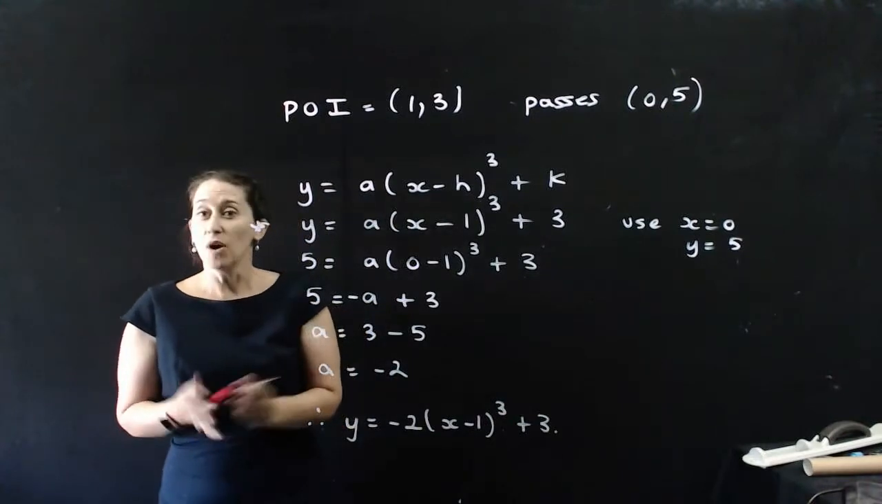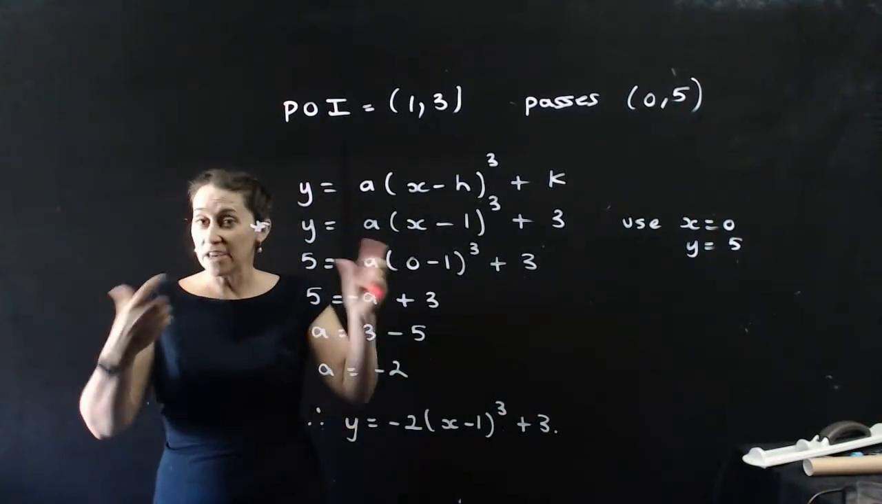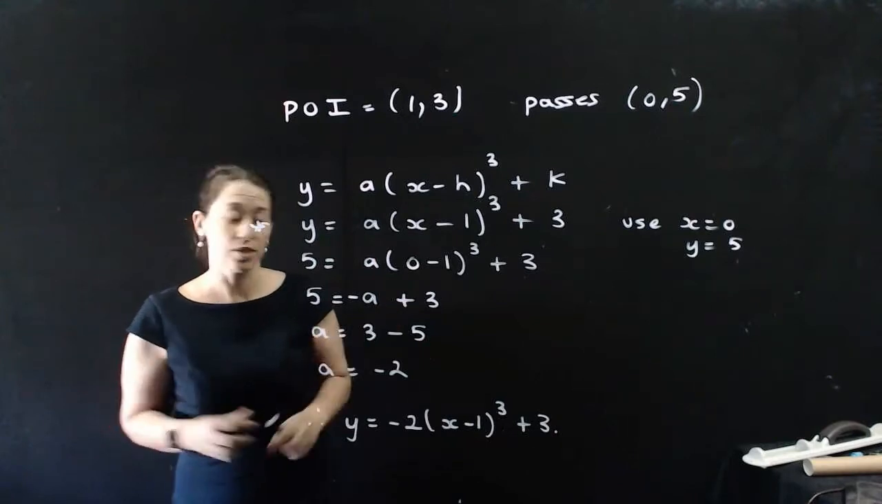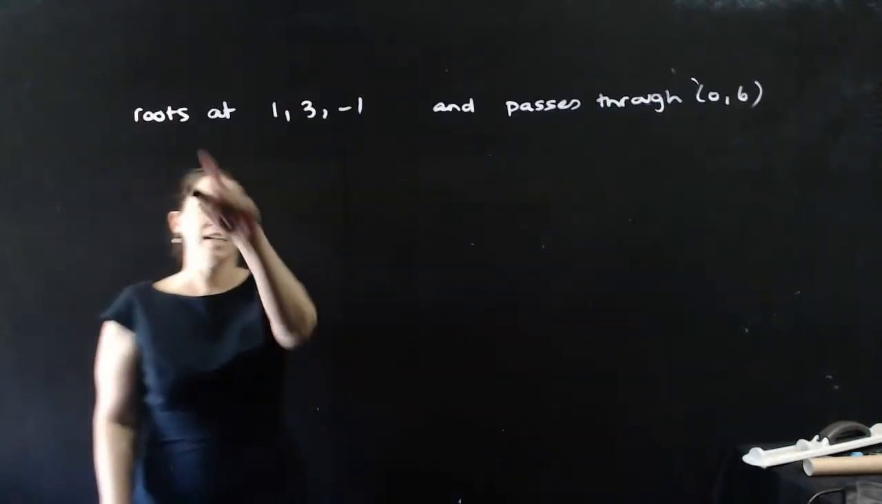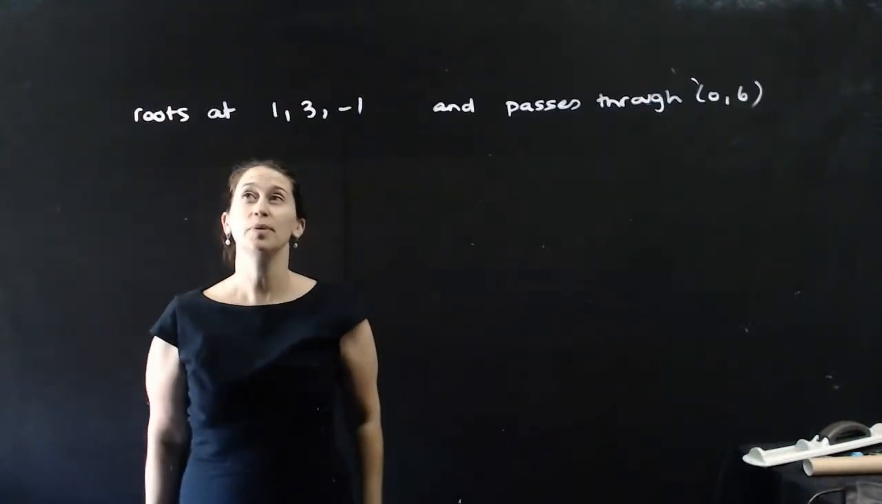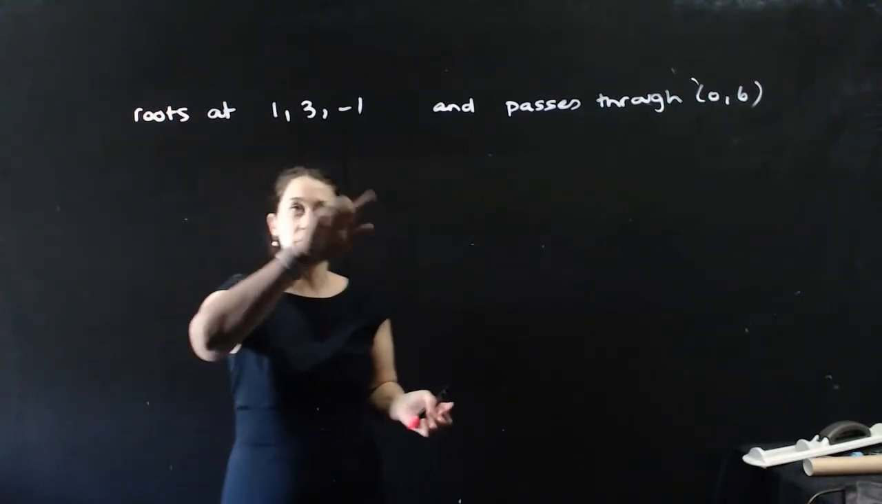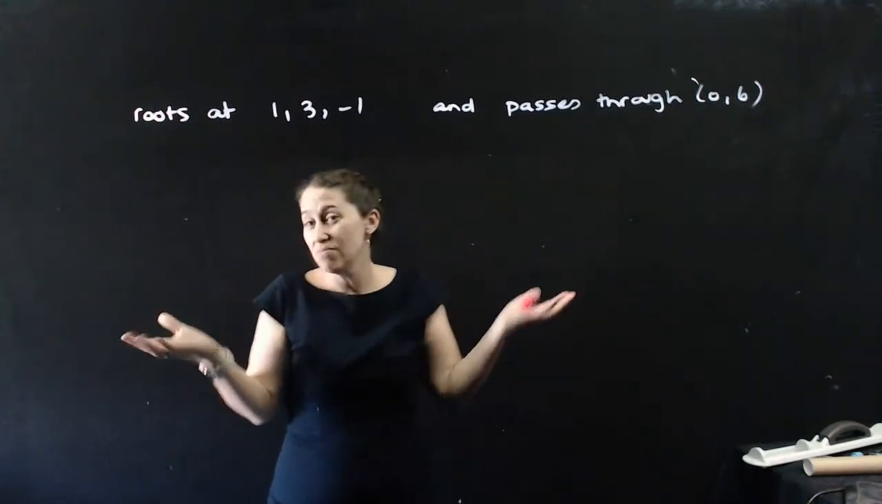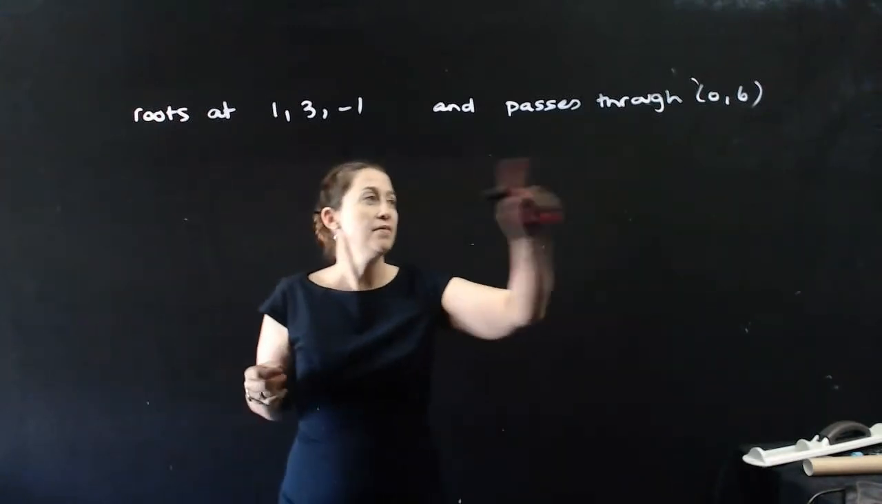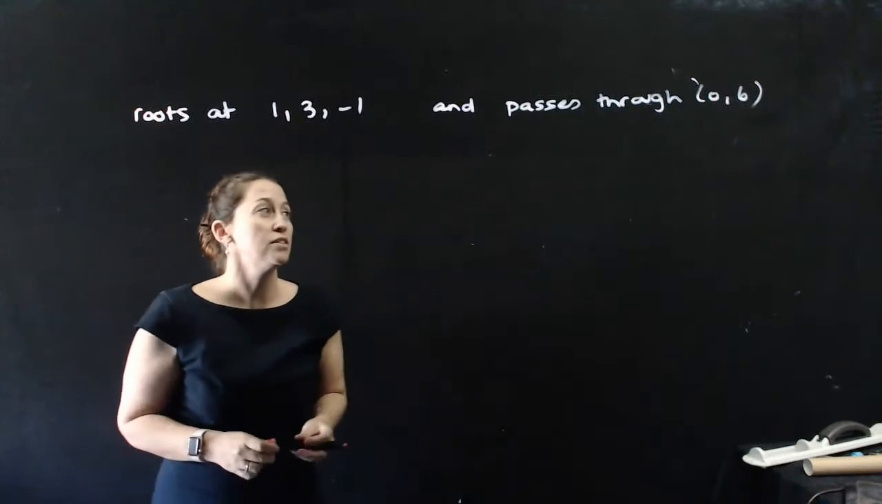Alright, now let's have a go at when we get given some of the factors or solutions or roots. So I've got here to find the equation of this cubic, and I've been given the roots, or where it cuts the x-axis. It cuts at 1, 3 and -1, not given in order, but that's okay. And this also passes through the point (0, 6).